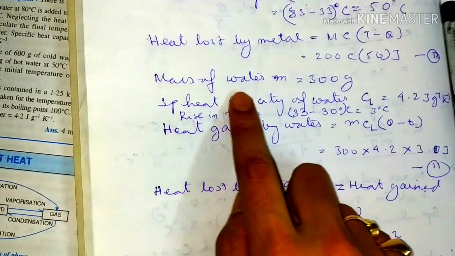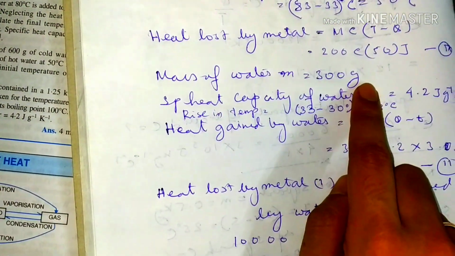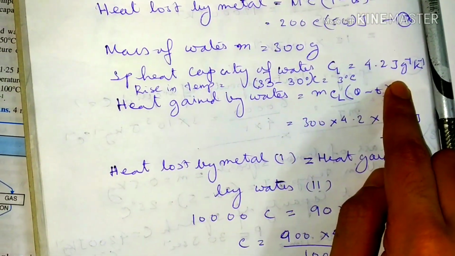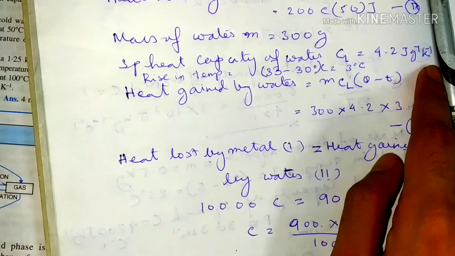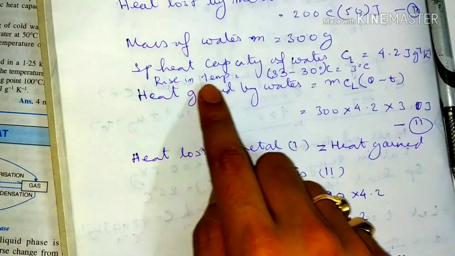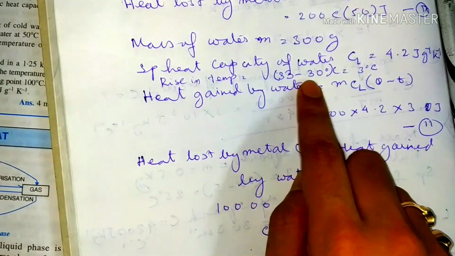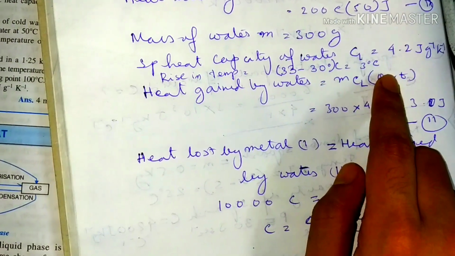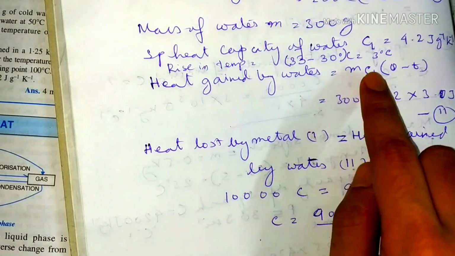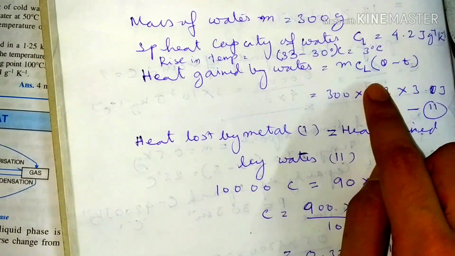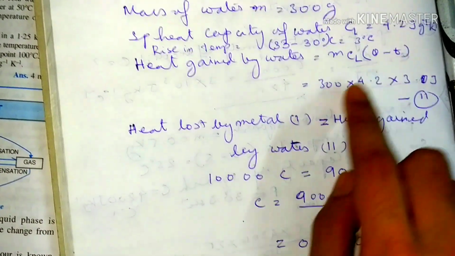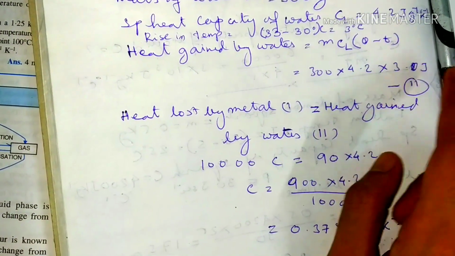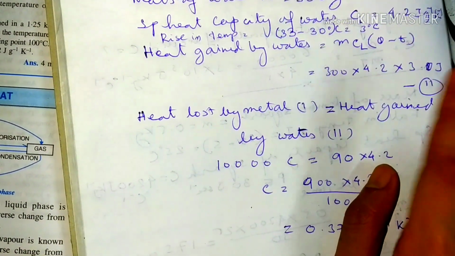Next part, mass of water m is equal to 300 gram. Specific heat capacity of water is 4.2 joule per gram per Kelvin. Rise in temperature is 33 minus 30 degrees Celsius, so the difference is 3 degrees Celsius. Heat gained by water equals m c (theta minus T), that is 300 into 4.2 into 3 joule. I've written this as equation number 2.